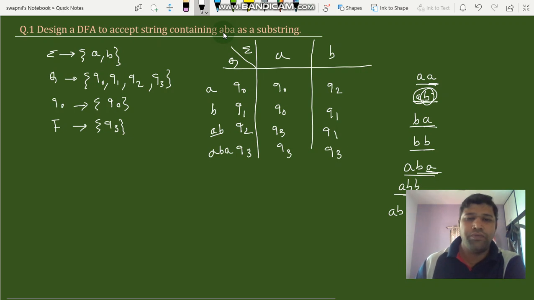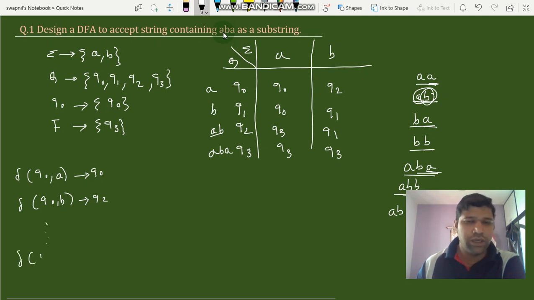So this is the state transition table for this particular problem. Now we should write the state transition equations as usual. Q0 with A gives you Q0, then Q0 with B gives you Q2, and so on. The last transition I'll write is Q3 with B gives you Q3. You should complete all these things while writing the answer for this question.